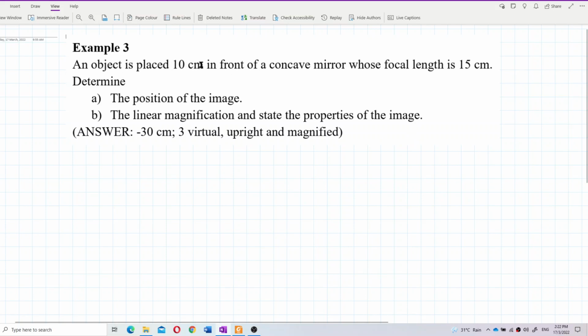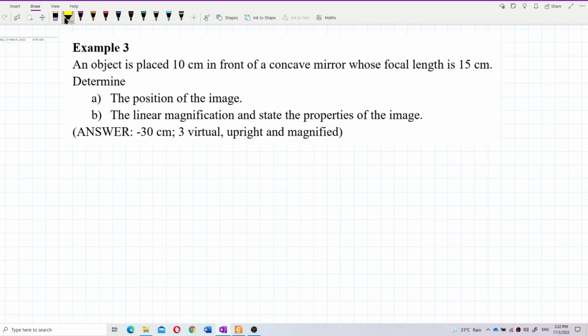So let's look at this question. Is this mirror or lens? First you must identify, is it mirror or lens? This is a concave mirror. It's not lens, it's about mirror. Given here object distance, u, and then the focal length. We need to find the image distance. Let's do question A first.